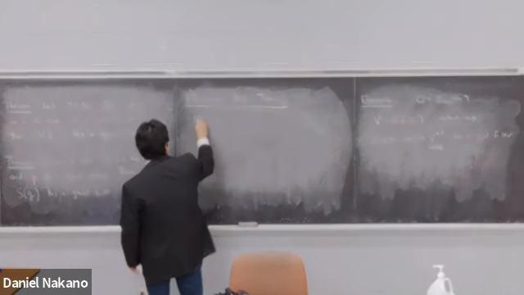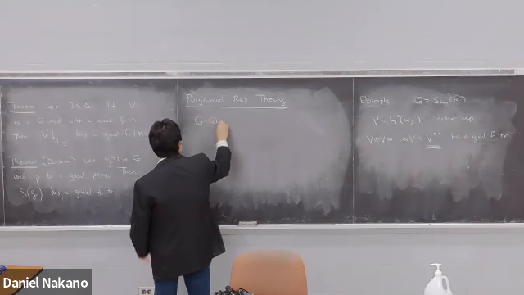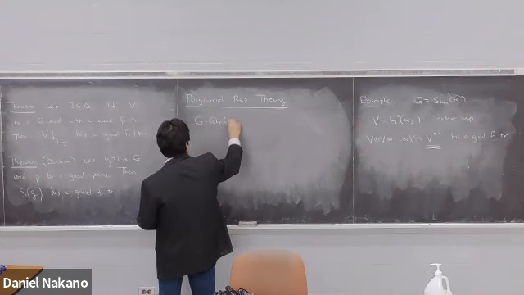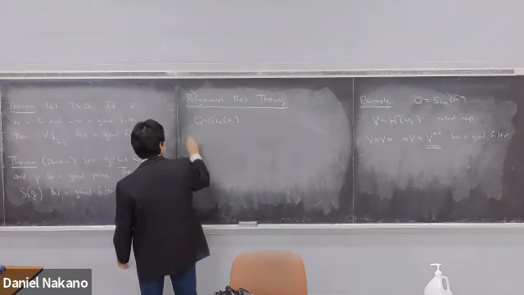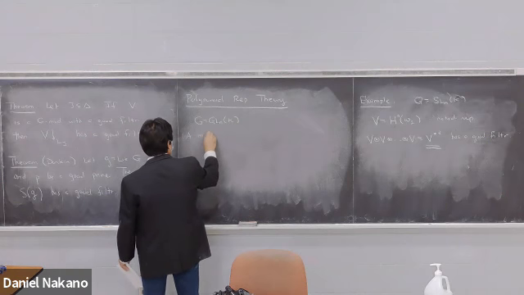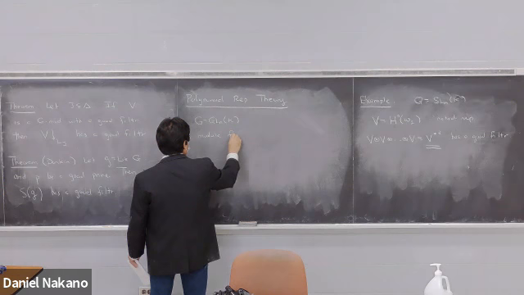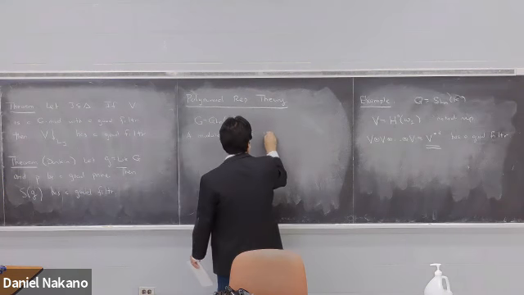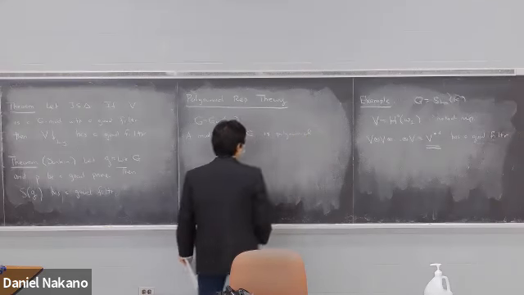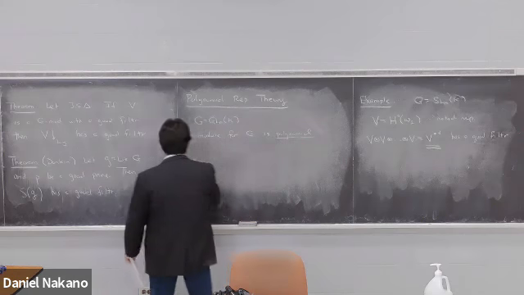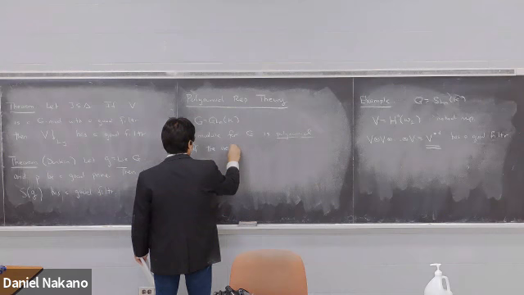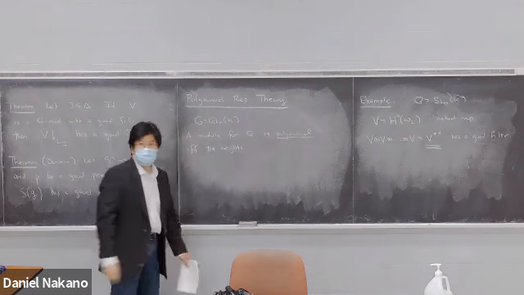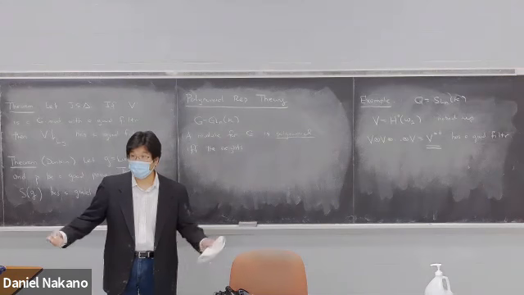So I'm just going to work with GL_N. So a module for G is polynomial, this is one definition of this, if and only if the weights have coefficients which are all bigger than or equal to 0.